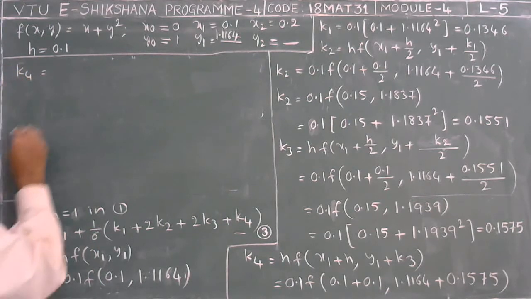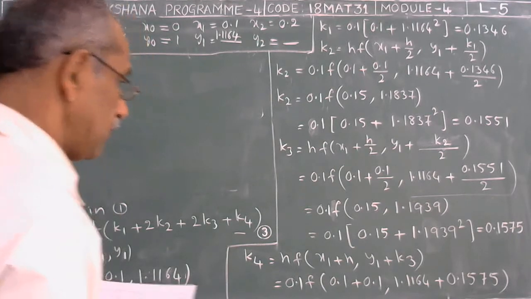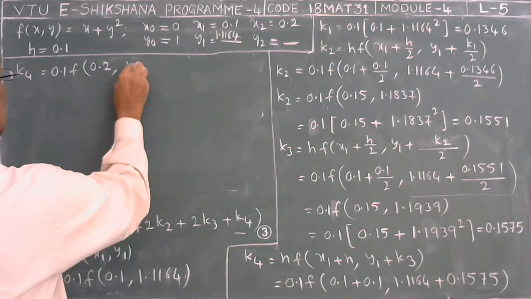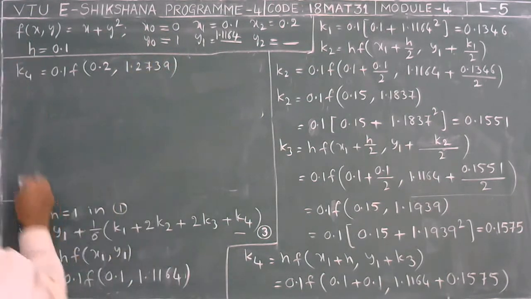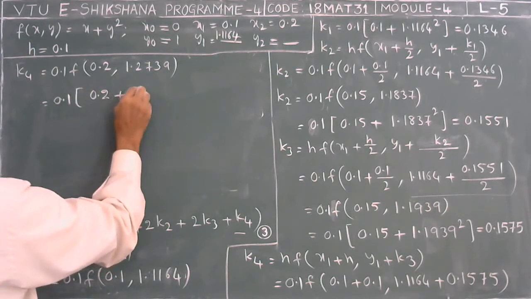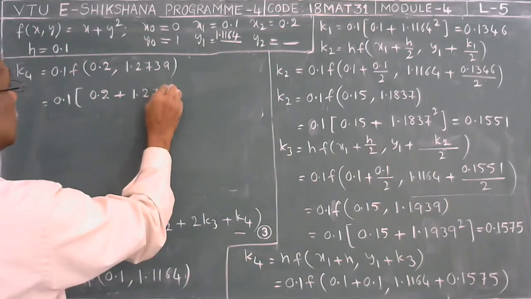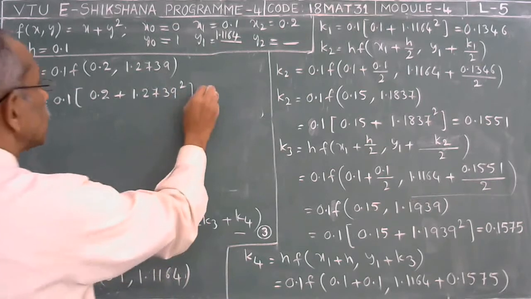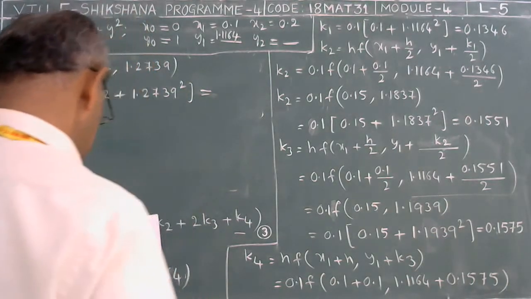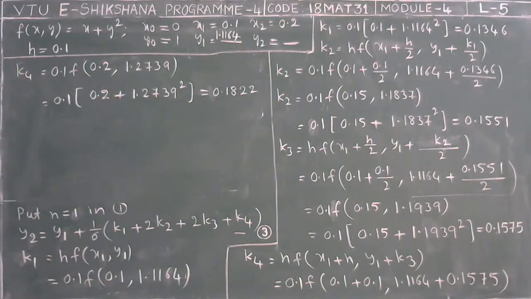So k4 is equal to 0.1 into f of 0.2, comma 1.2739. After the definition, this is 0.1 into x, which is 0.2, plus y square, 1.2739 square. If you compute carefully using a calculator, k4 is 0.1800. Okay, now I have completed finding the values of the k's.